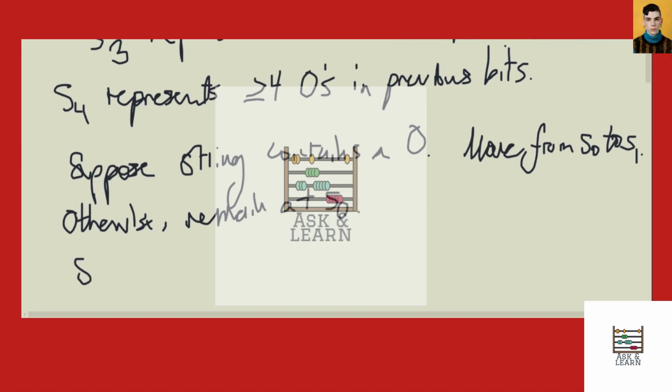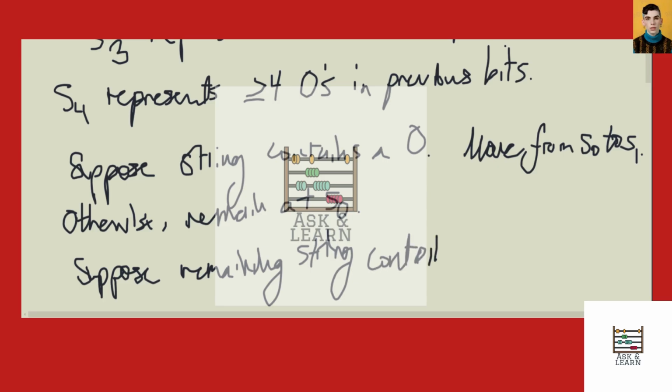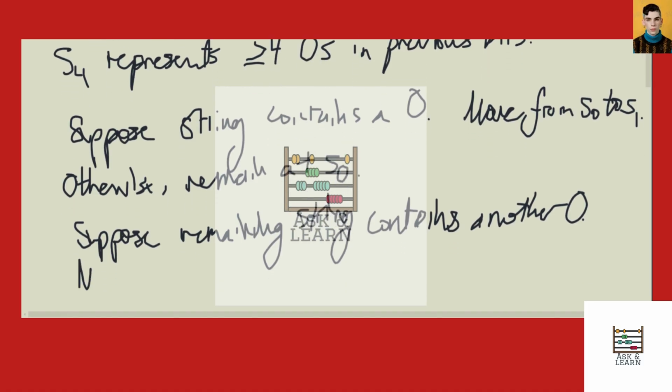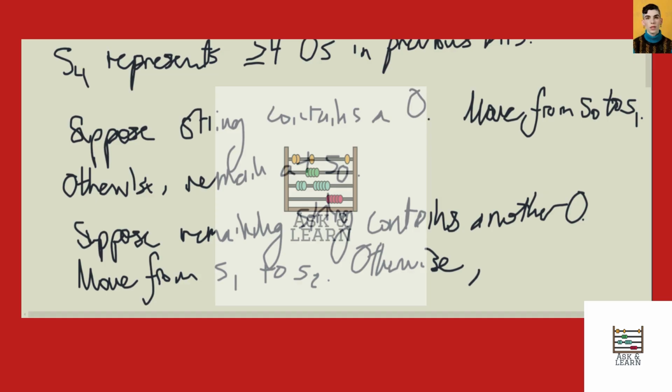And now, suppose that the remaining string contains another 0. And we're going to move from S1 to S2. And otherwise, if it doesn't contain a remaining 0, we'll remain at S1.